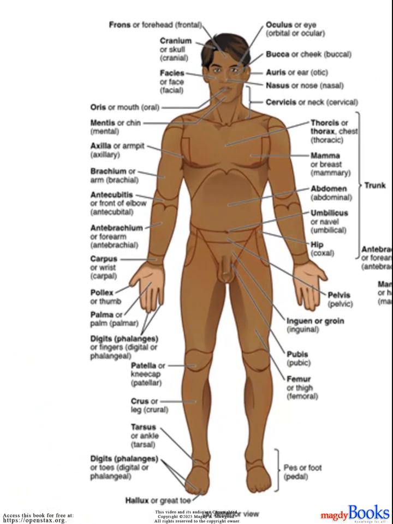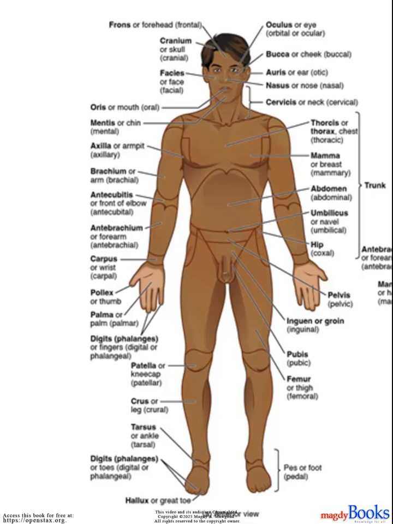Figure 1.12. A. Anterior view. Frons or forehead, frontal. Cranium or skull, cranial. Facies or face, facial. Oris or mouth, oral. Mentis or chin, mental. Axilla or armpit, axillary. Brachium or arm, brachial. Antecubitus or front of elbow, antecubital. Antebrachium or forearm, antebrachial. Carpus or wrist, carpal.